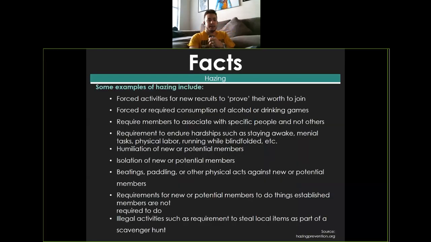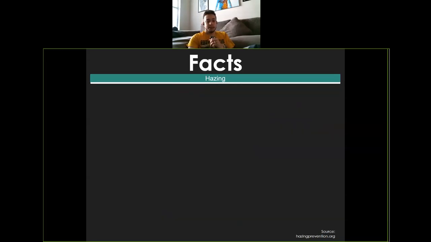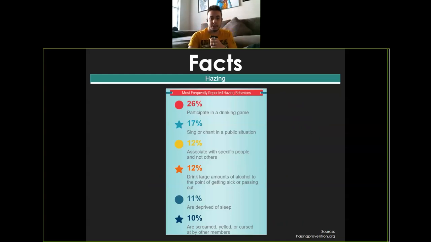Examples of hazing are having to prove your worth as a new recruit, being isolated, blindfolded, being forced to consume alcohol or participate in activities that you don't agree with, such as illegal ones, as well as sleep deprivation, being physically and emotionally harassed, yelled at, screamed at, embarrassed, and as well made to do those sorts of things in a public situation.